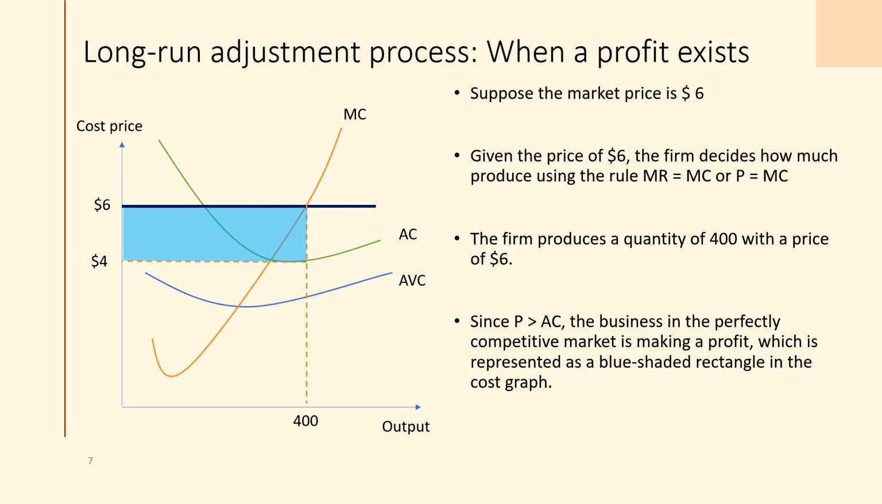Now let's see what happens when firms are making profits. Suppose the market price is $6. The firm follows the rule P equals MC for profit maximization and produces 400 units. At this level of output, price is greater than average cost, so the firm is earning profit. Specifically, the profit margin is $2 and the profit is $800. This profit is represented by the blue shaded rectangle between price and average cost in the graph.